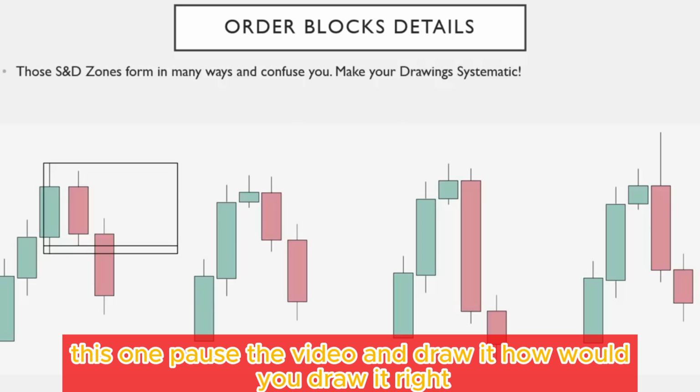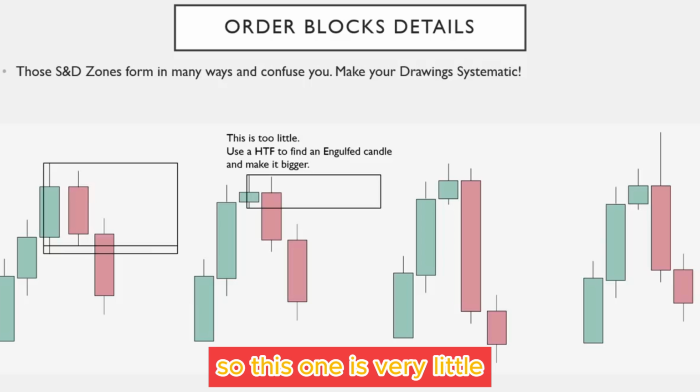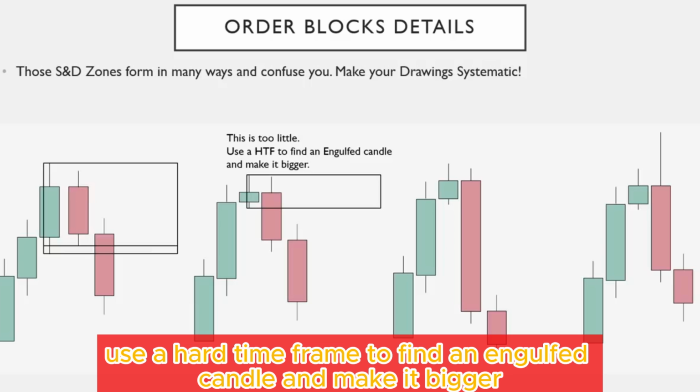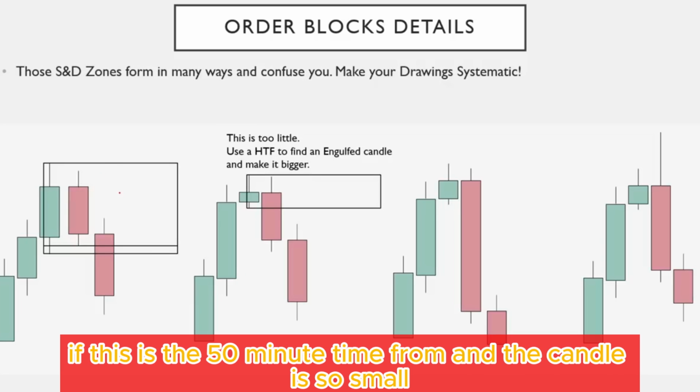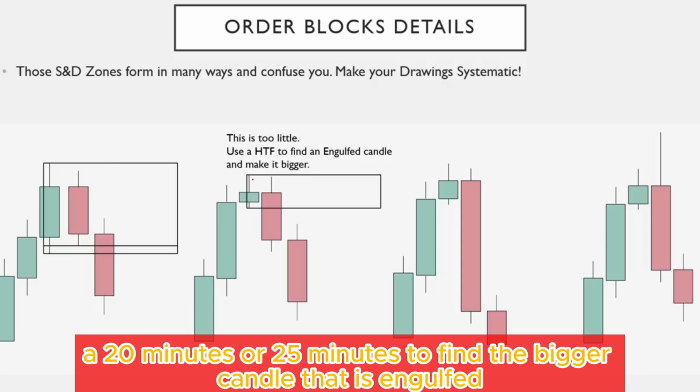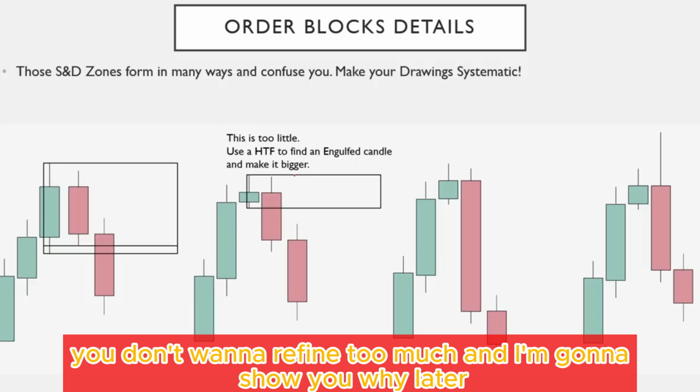How would you draw it? This one is rather simple. There it is. This one is very little. So use a higher time frame to find an engulfed candle and make it bigger. What I usually do is go to a different time frame. Like this is the 50-minute time frame, and the candle is so small, I'm going to drop to a 20 or 25-minute to find a bigger candle that is engulfed, because as I previously mentioned, you don't want to refine too much, and I'm going to show you why later.